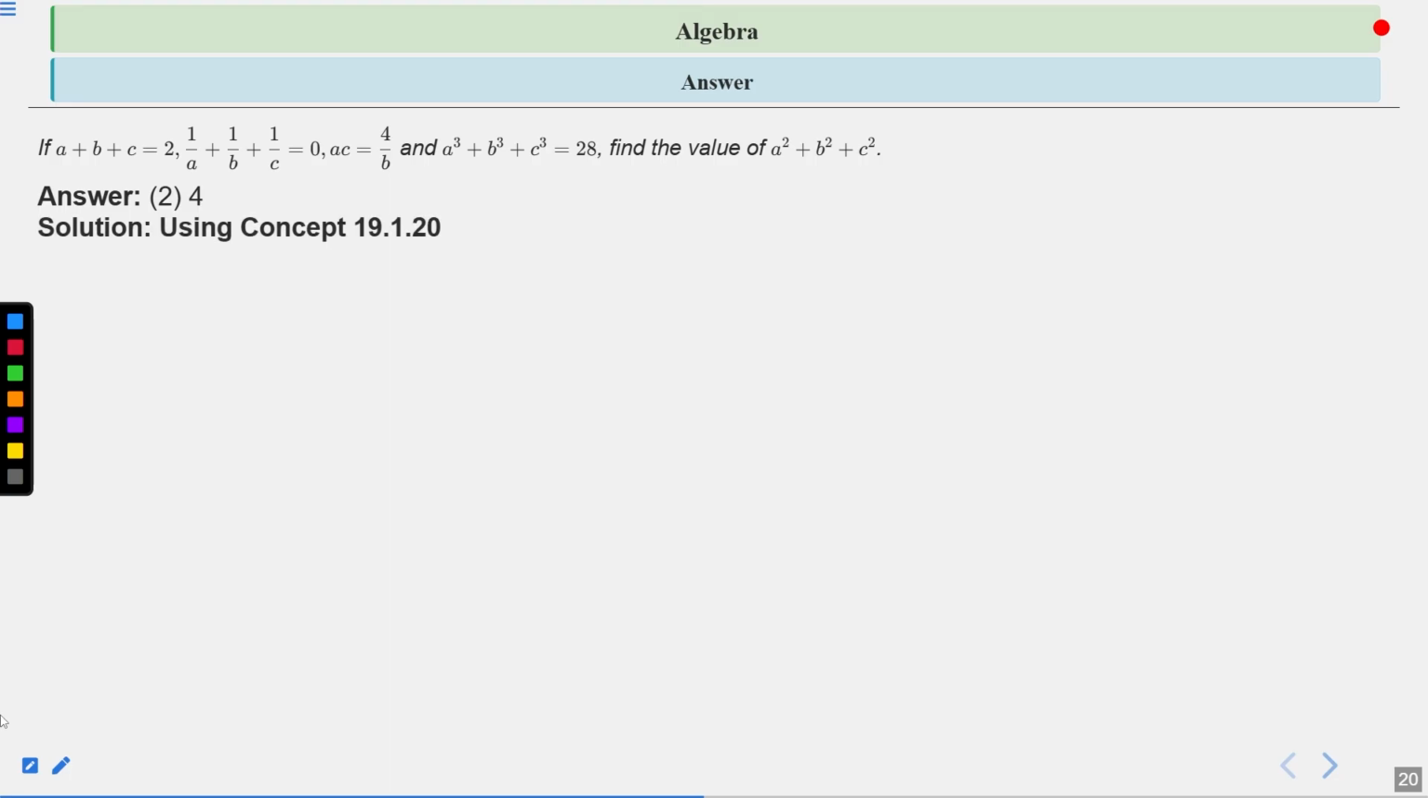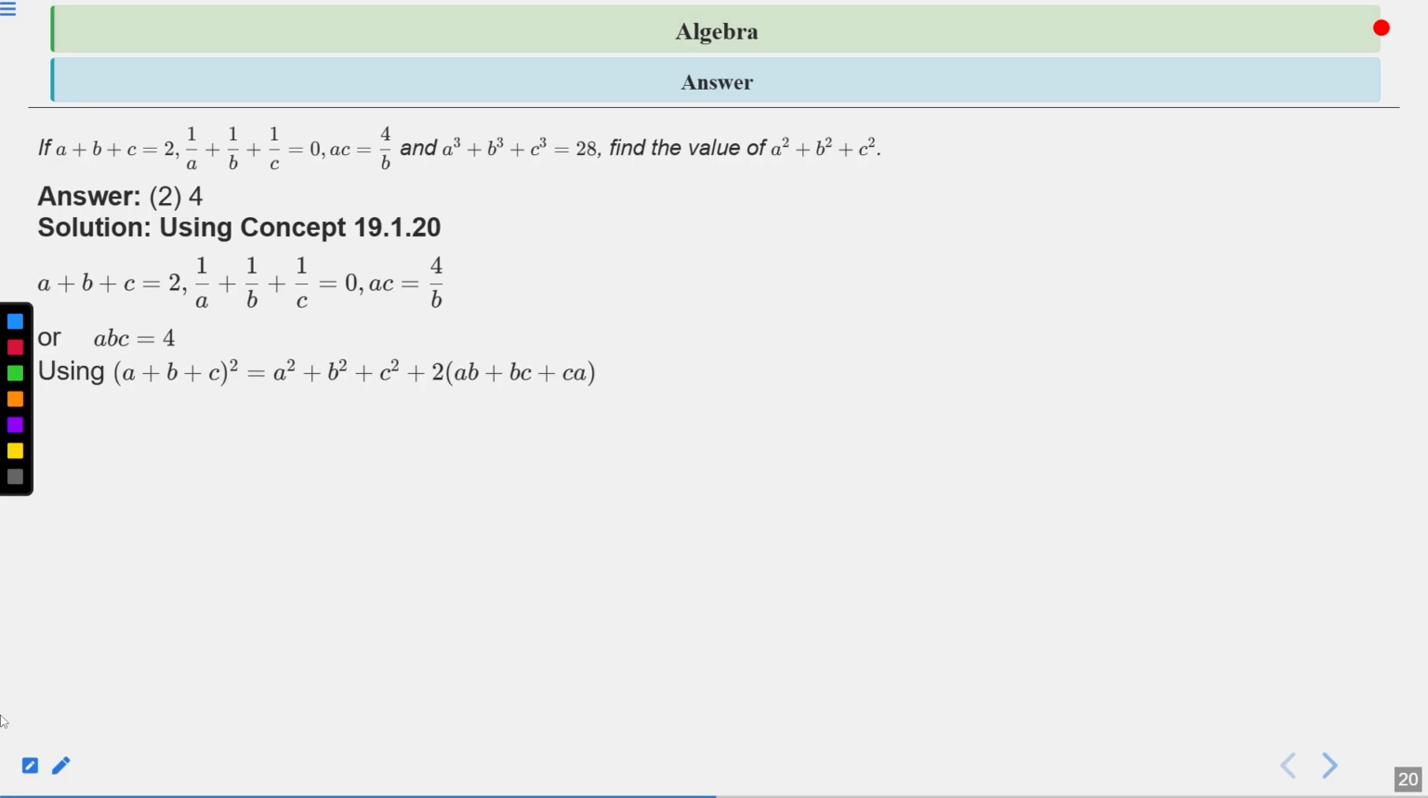Now see the detailed solution using concept 19.1.20 in this question. It is given that a plus b plus c equals 2, 1 upon a plus 1 upon b plus 1 upon c equals 0, and ac equals 4 by b. Or a into b into c, we can say that 4.